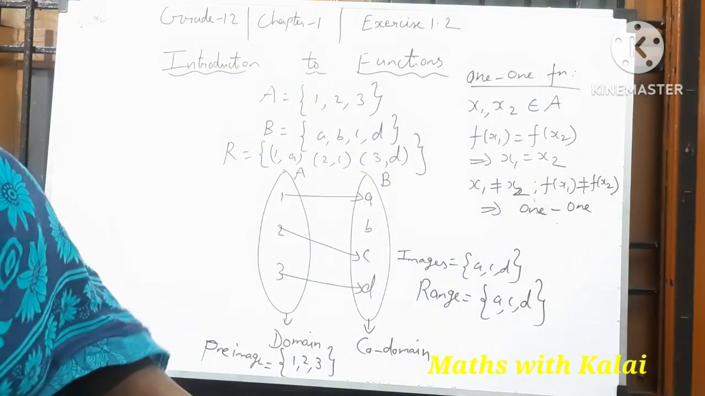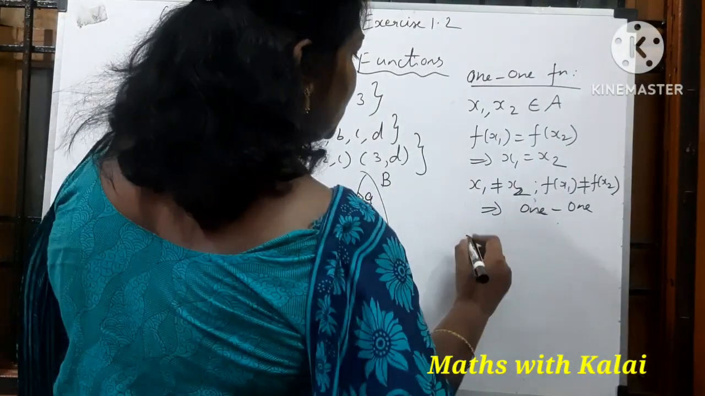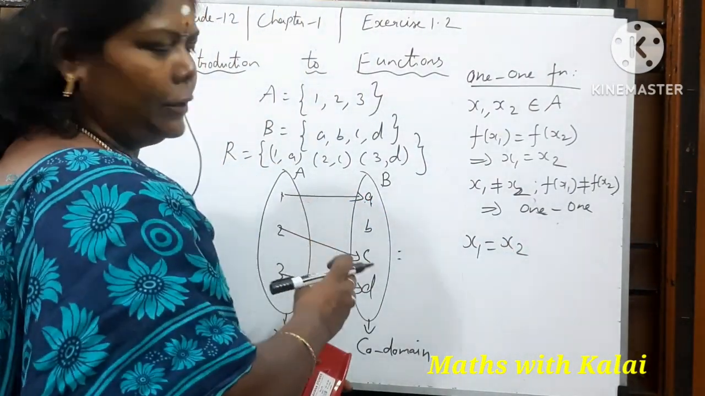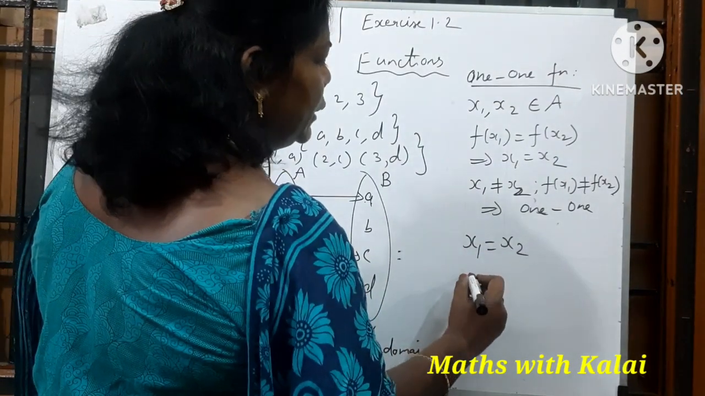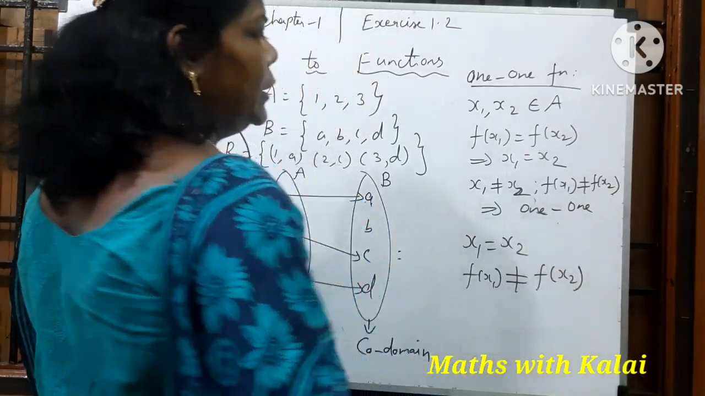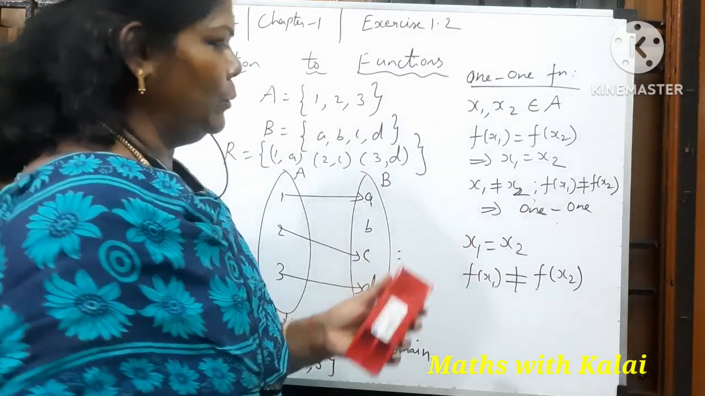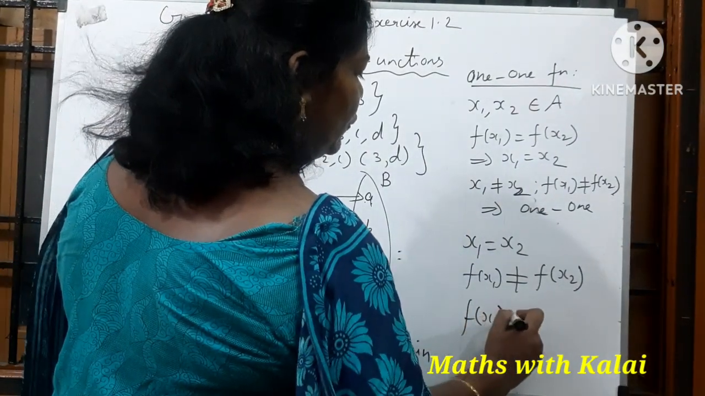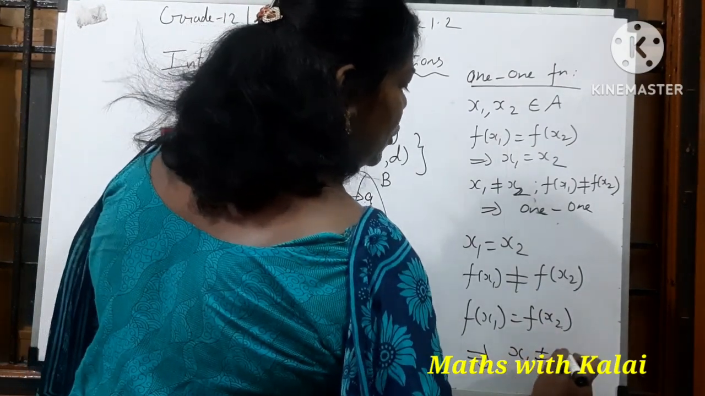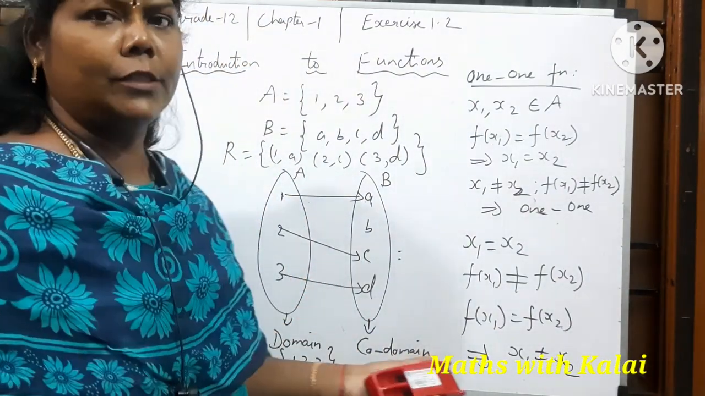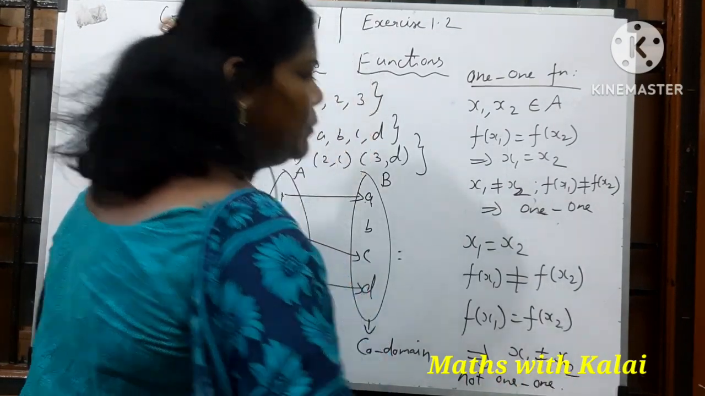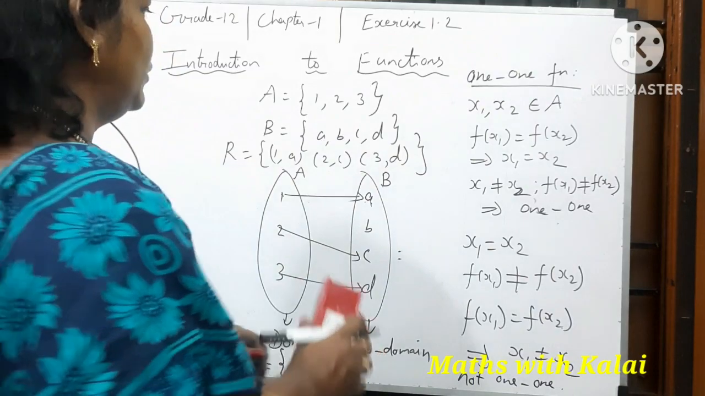On the other hand, suppose I have x1 equal to x2. These two elements are the same, and we are taking them from the domain. Okay? So taking two equal elements and finding f of x1 and f of x2, if they are not becoming equal, in that case you will say that the function is not one to one. Also, if I consider f of x1 equal to f of x2 and get the result x1 not equal to x2, then also you can say the function is not one to one. So the function will not be one to one in these cases. Okay, so this is the definition of one to one.